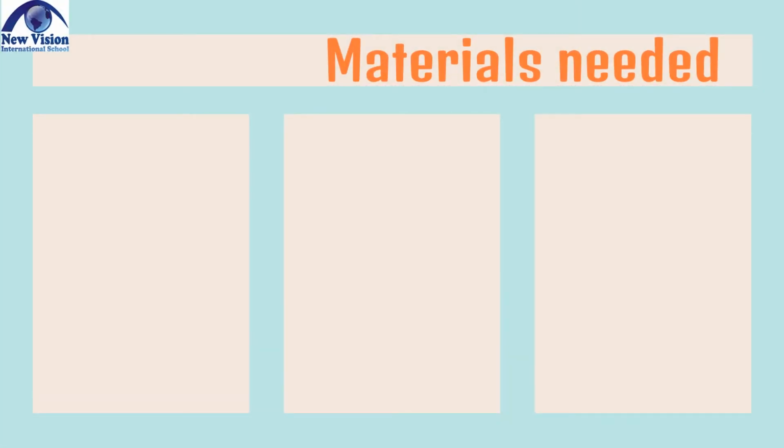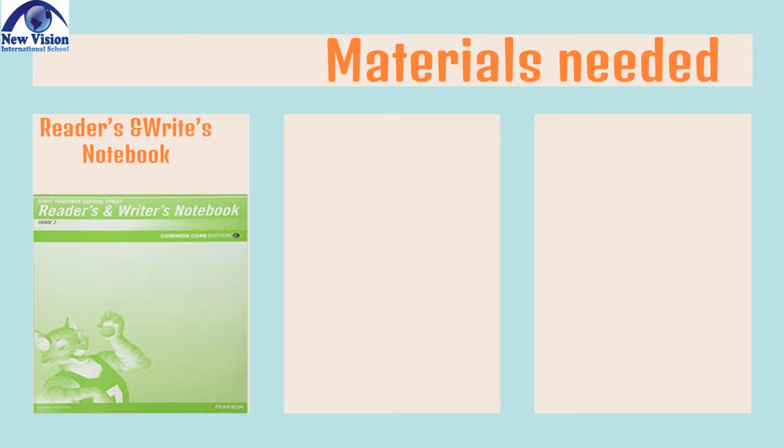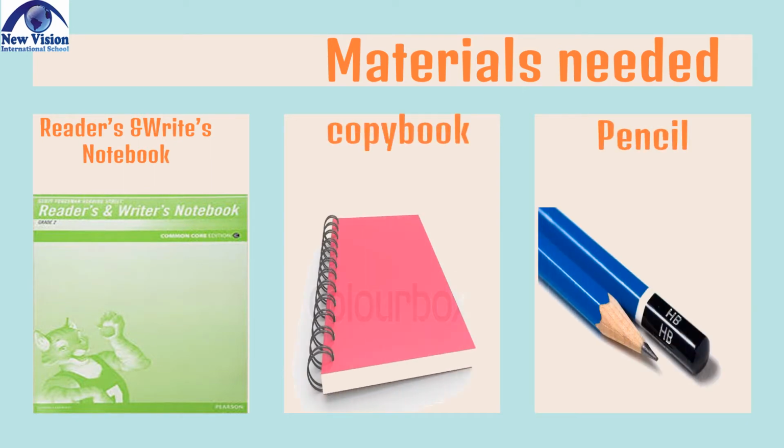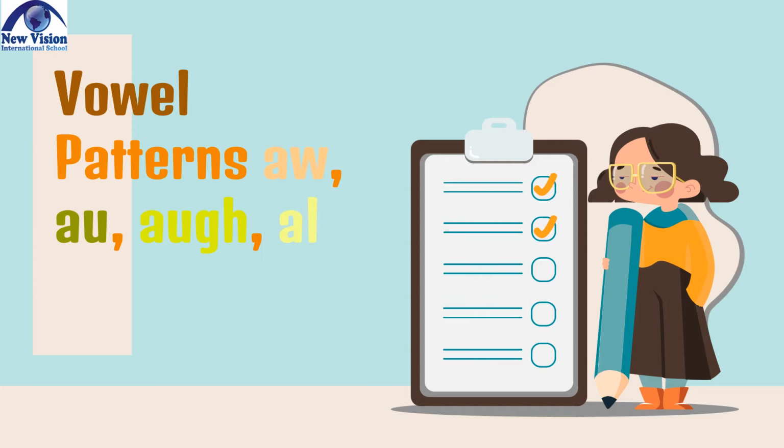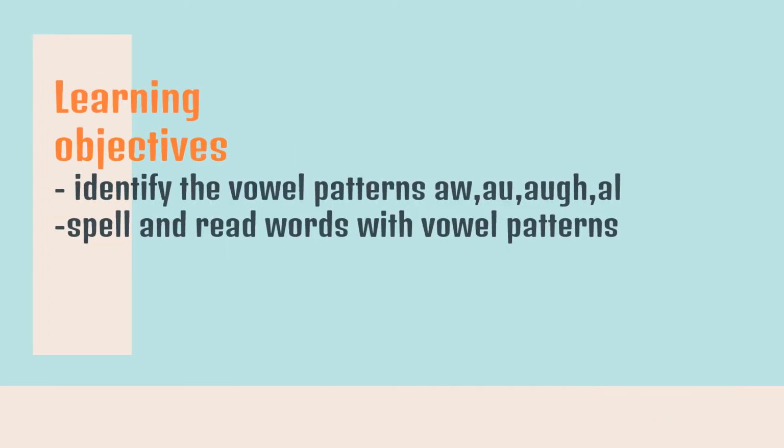Before we start, you should have Reader's and Writer's Notebook, your copy book, and your pencil. Our lesson today is about vowel patterns AW, AU, AUGH, and AL. Repeat after me. Vowel patterns. Our learning objectives for today are: identify the vowel patterns AW, AU, AUGH, and AL, and also spell and read words with vowel patterns.